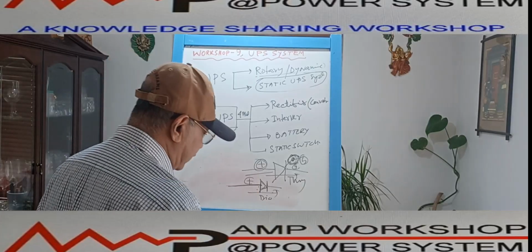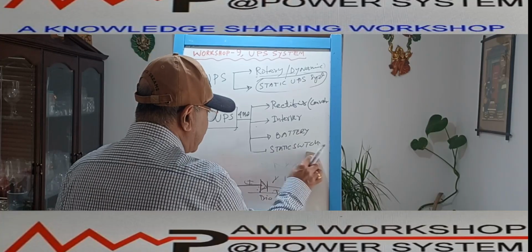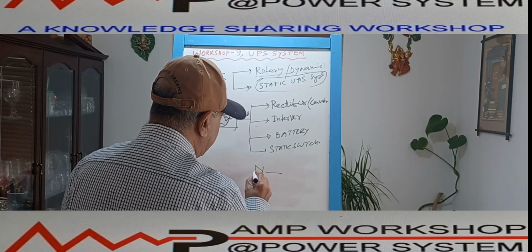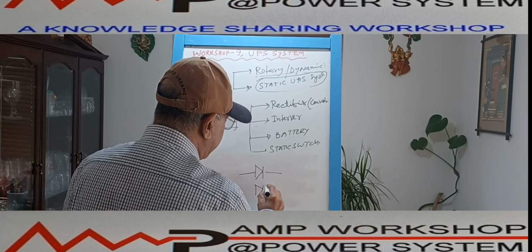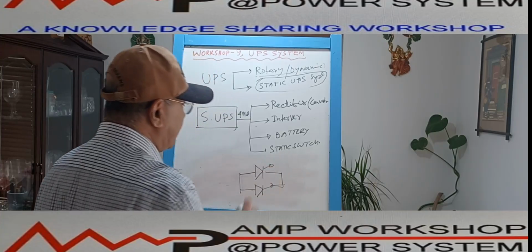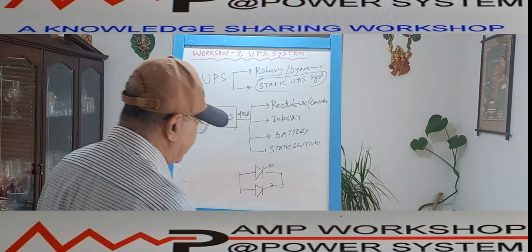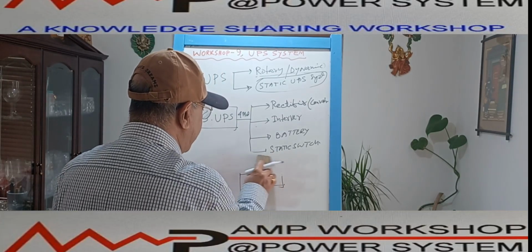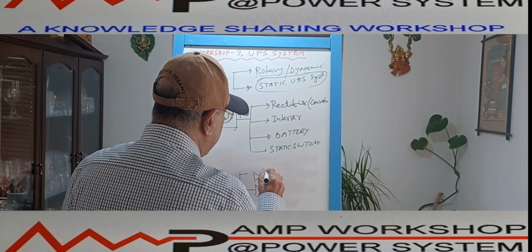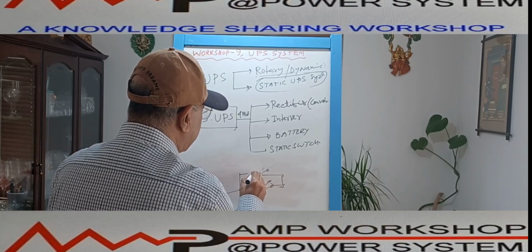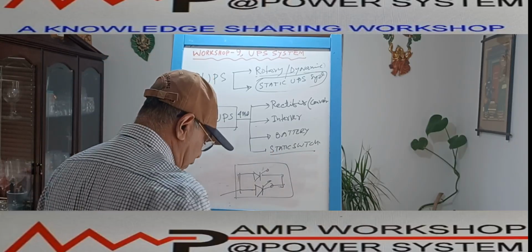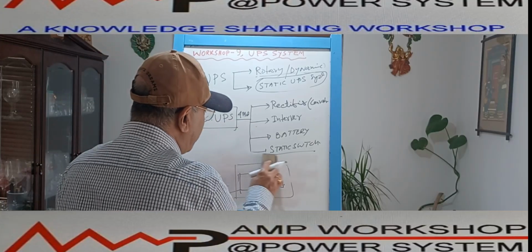And this static switch is made out of two thyristors. There are two thyristors like this, connected over here. This is a gate, this is a gate. Actually the two thyristors are connected back to back. You can say one is connected to one circuit and the other one to the other. Depending on the gate signal, it will conduct. This thyristor arrangement is part of the static switch. So this is the fourth device of the solid state UPS system.